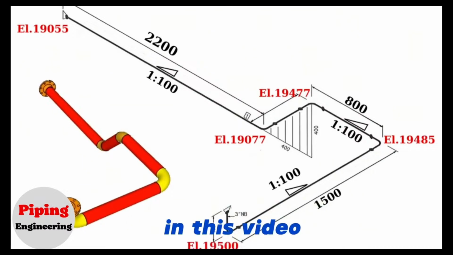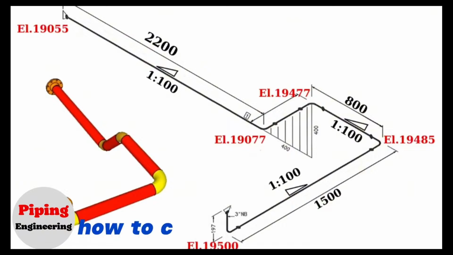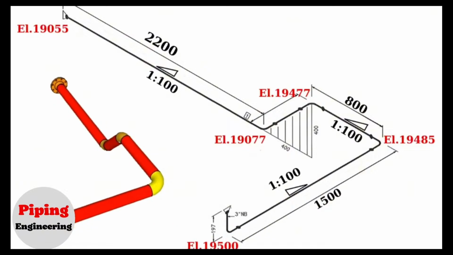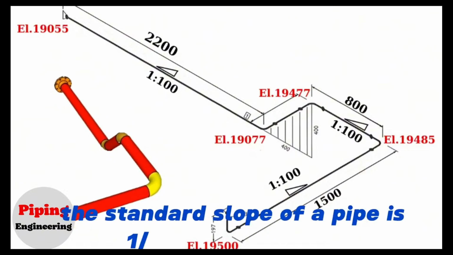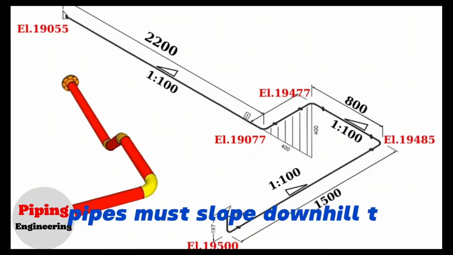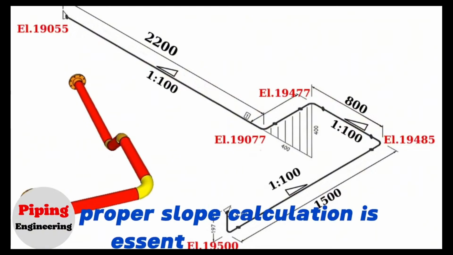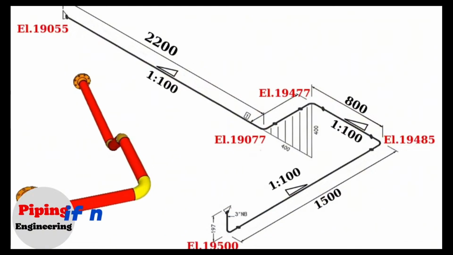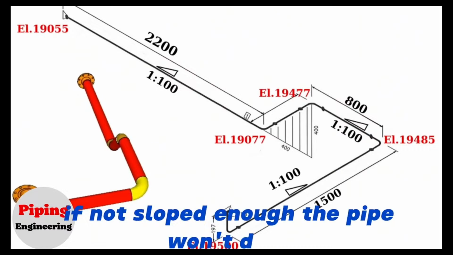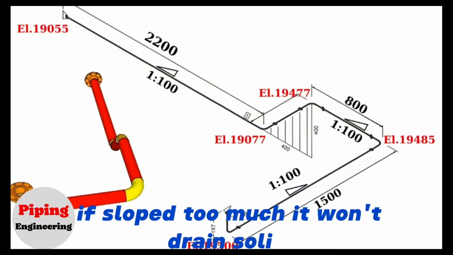In this video, we will learn what piping slope is, why it is required, and how to calculate pipe slope. The standard slope of a pipe is 1/4 inch to 3 inches. Pipes must slope downhill to drain correctly. Proper slope calculation is essential for draining. If not sloped enough, the pipe won't drain. If sloped too much, it won't drain solids.